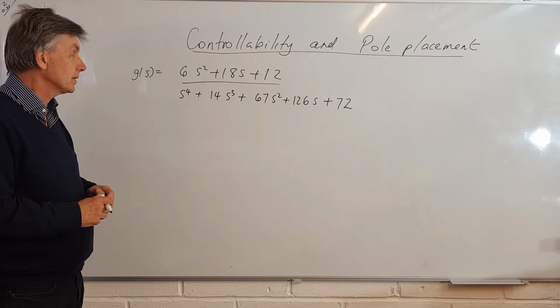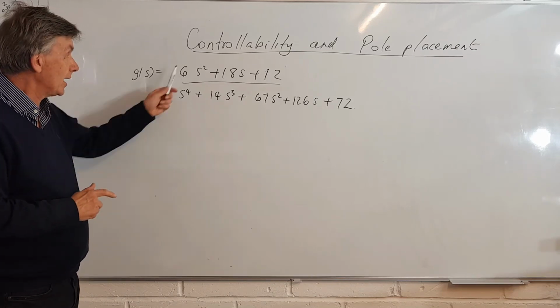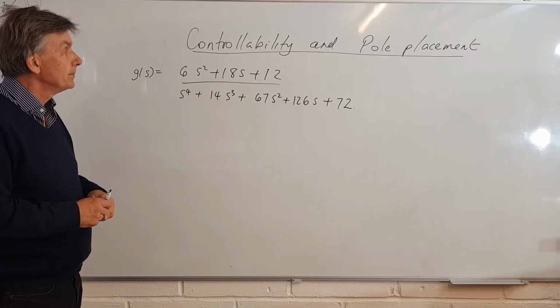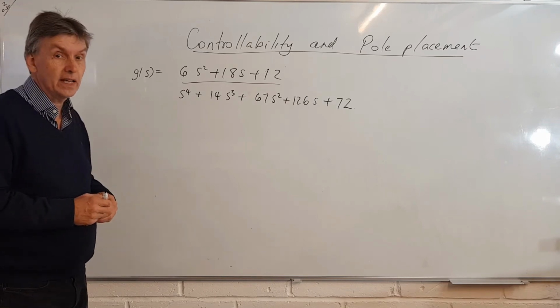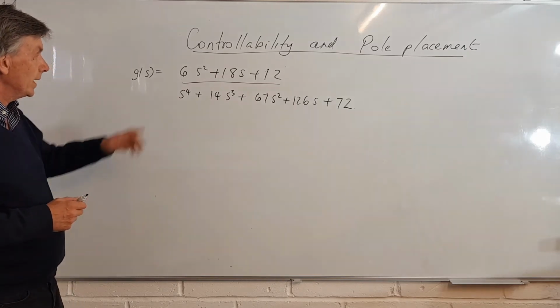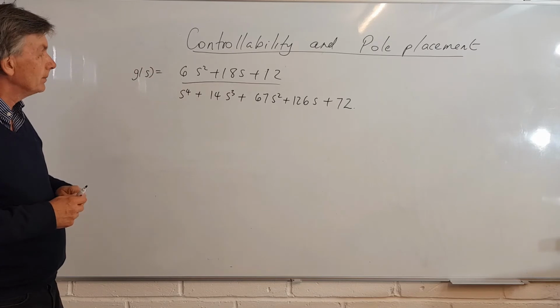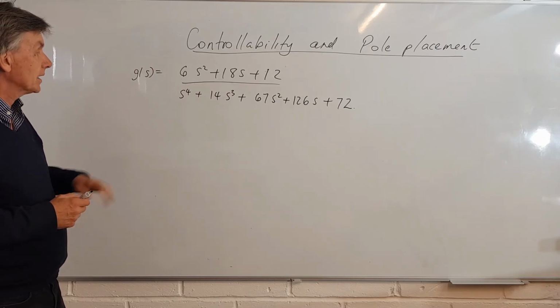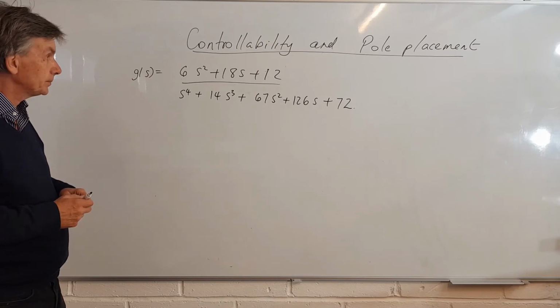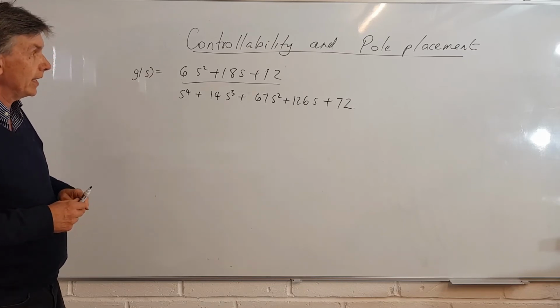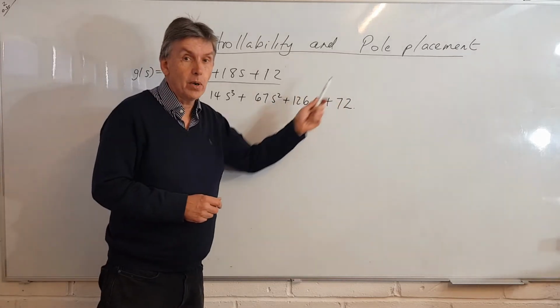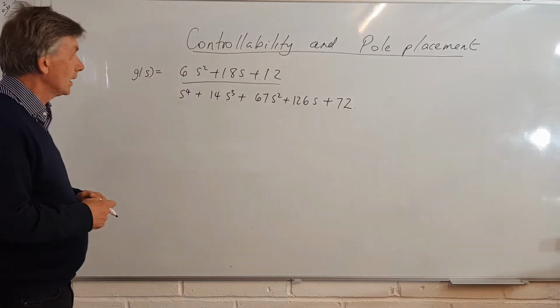So what we're going to do in this lecture is check the controllability of the system. Then we're going to discover that it's not controllable. We're then going to remove a pole and zero from the system to come up with a controllable system, for which we're then going to design a pole placement controller.